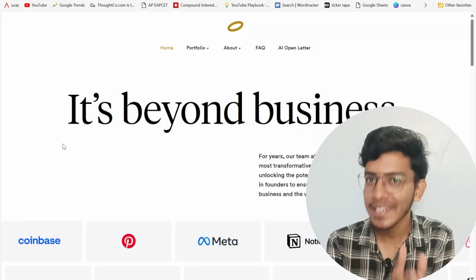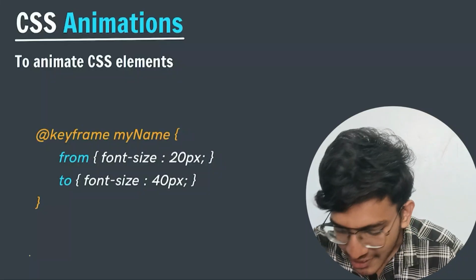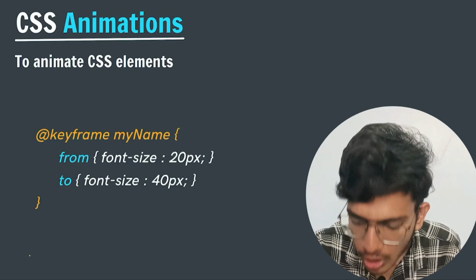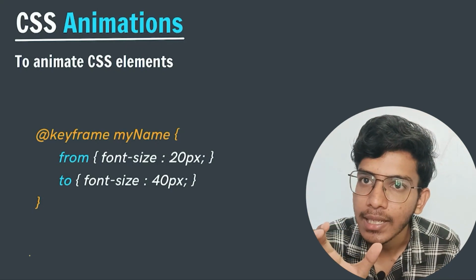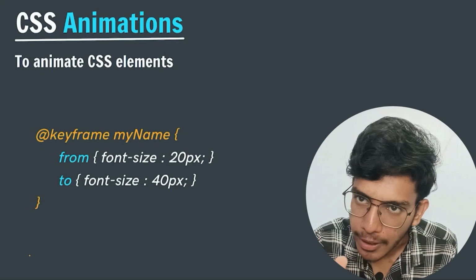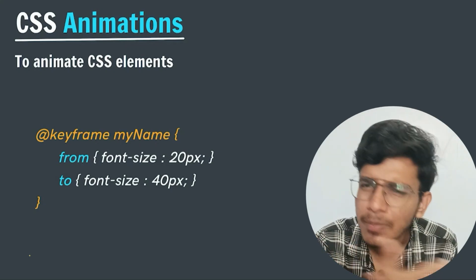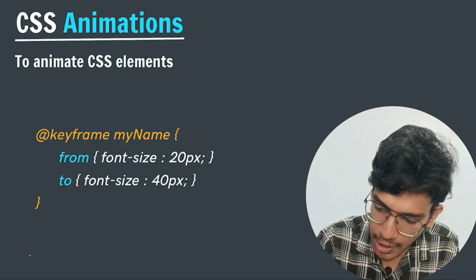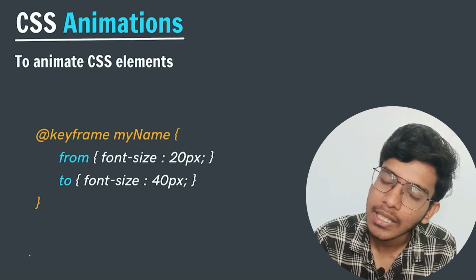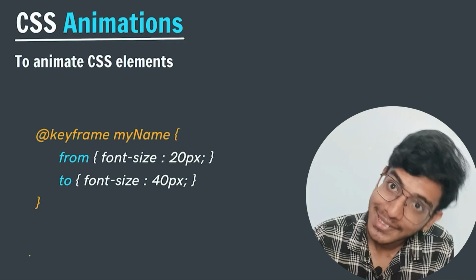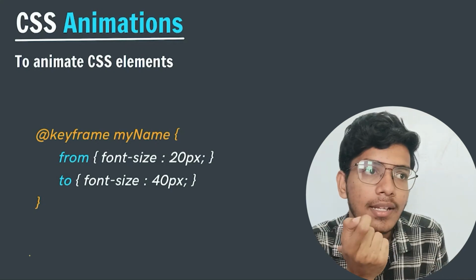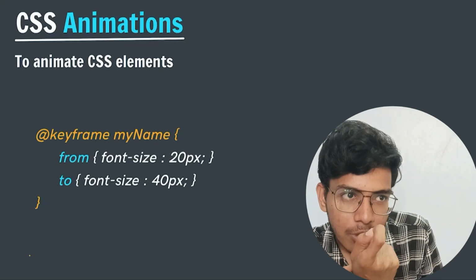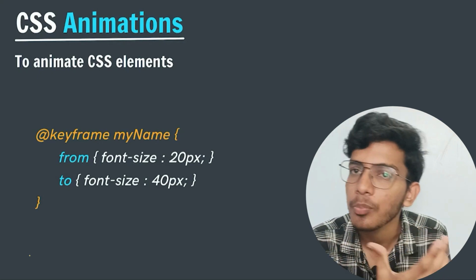Let us begin with our theory again. CSS animations are used to change the state of a particular element, whatever the element might be. It can be an image, it can be a div block, text, whatever it might be. To change the state of a particular element, we use CSS animations. And CSS animations are very similar to transform properties.